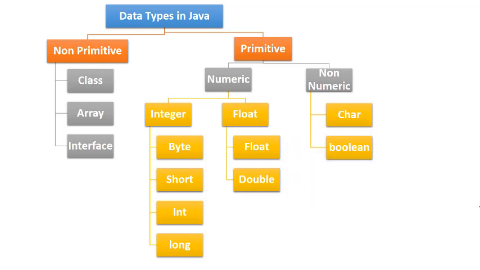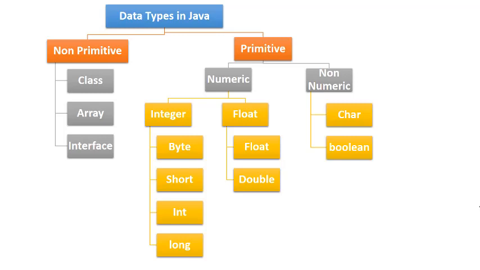Whereas for the non-numeric data types, that is character and boolean, the character data type takes only 2 bytes, and the boolean data type, which can store only a true or a false value, takes a single bit in memory. It takes either 0 or 1. For false it stores 0, and for true it stores 1. So essentially it takes only a single bit of memory.